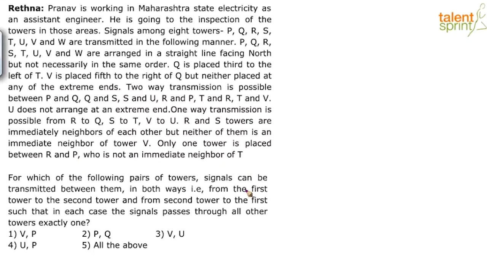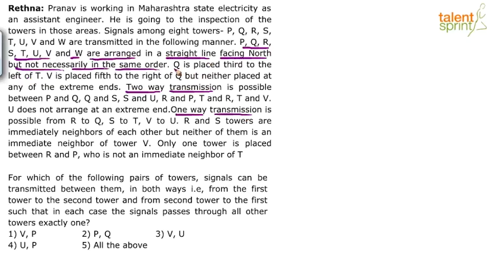Right? So basically he's talking about 8 towers which are arranged in a straight line. He says P, Q, R, S, T, U, V and W are arranged in a straight line facing north, but not necessarily in the same order. So let's first work on the arrangement, and after that we'll look at what exactly two-way and one-way transmission means, right? So let's first arrange them in the straight line. All of them are arranged in a straight line facing north.